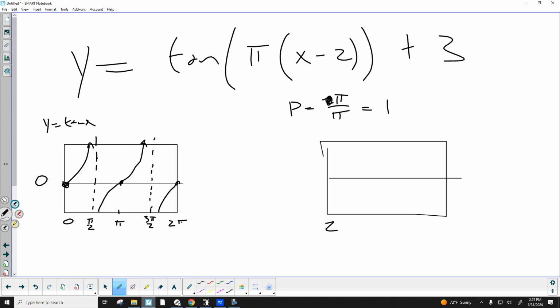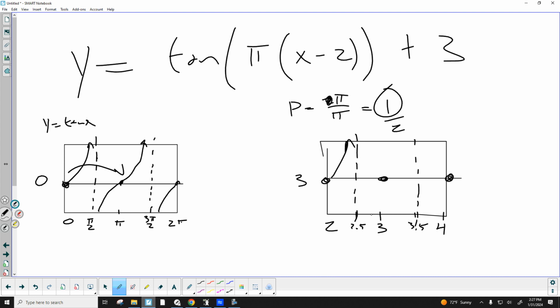All right, ready? My period is 1. That doesn't mean I go to 2 to 3. I go 2 to 3 to 4. My step size really is dividing this by 2, so I go 2.5. I go 3.5. On your main values, you have your zeros. In between your zeros, you have your vertical asymptotes. You are shifting things up 3. This is what my graph would look like.